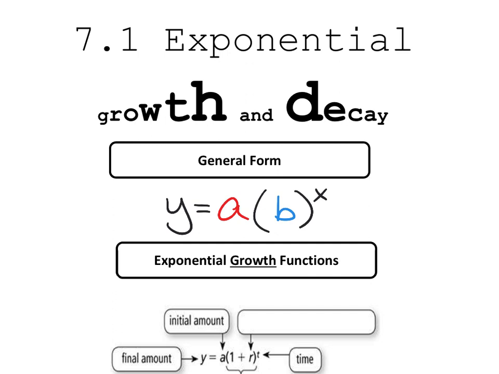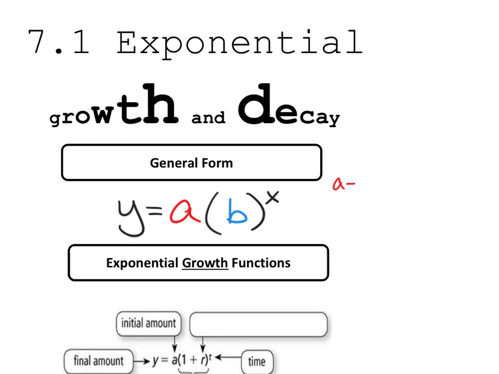In this equation, the a value is going to represent your initial amount. So for Ronnie, in the story that we read, the initial amount of rice she started with was 1. So that's what she started with on day 0. That's what she was given. The b value here that's in parentheses is going to be called your rate of growth or rate of decay.